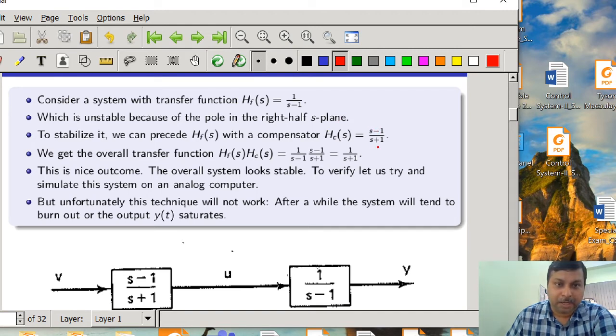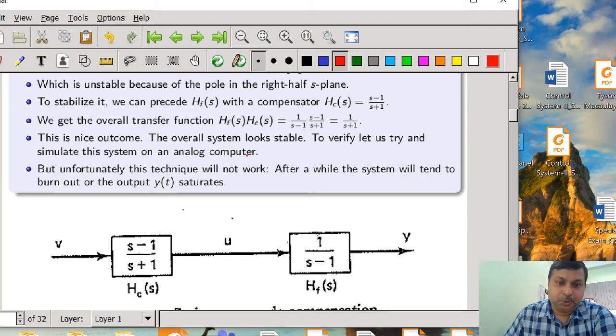plus 1). So now we are finding that s minus 1 is a pole, s minus 1 means s equal to plus 1 is an unstable pole. So now to stabilize this system, we have cascaded a controller with a transfer function (s minus 1) by (s plus 1). So what will be the overall transfer function for the system? The overall transfer function for the system will be 1 by (s plus 1).